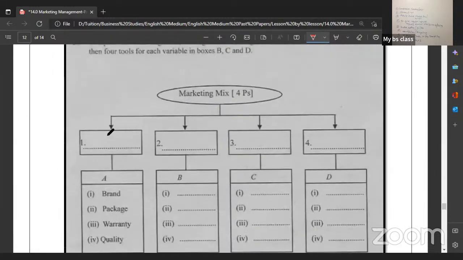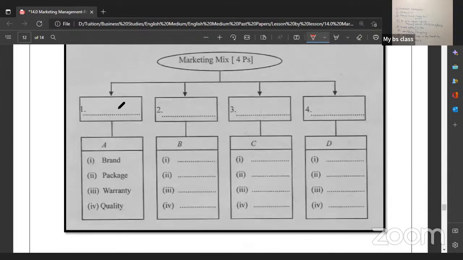Marketing mix, right? Product, price, place, promotion. What comes under product: brand, package, warranty, quality. Package, label, price, discounts, payment terms, payment methods, place, area, coverage, intermediaries, promotion, which is the promotion mix: advertising, sales promotion, public relations, right?